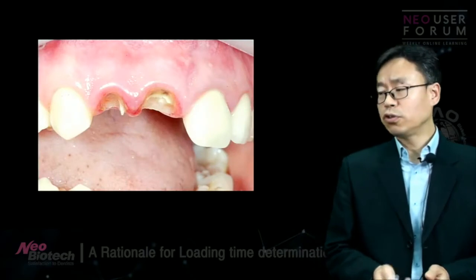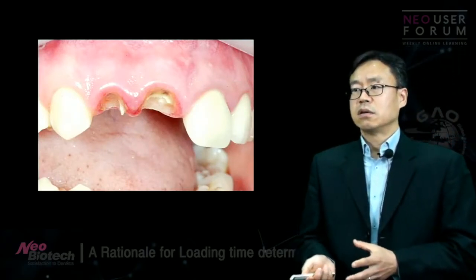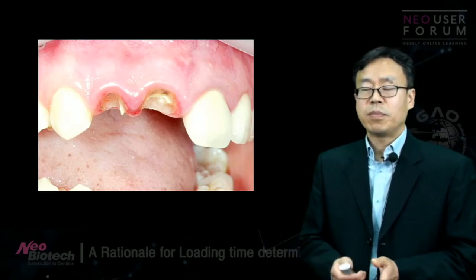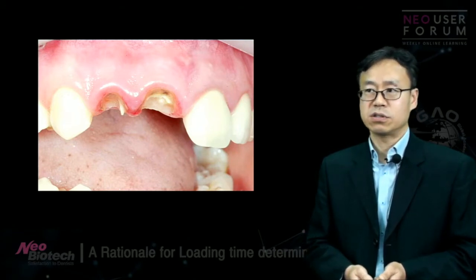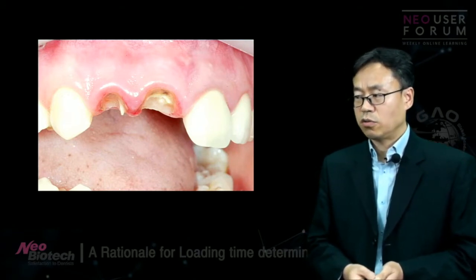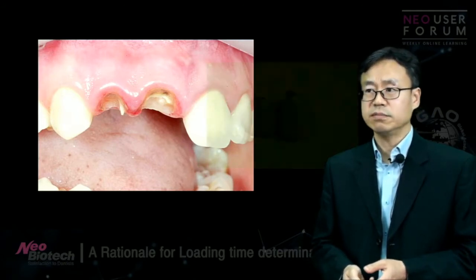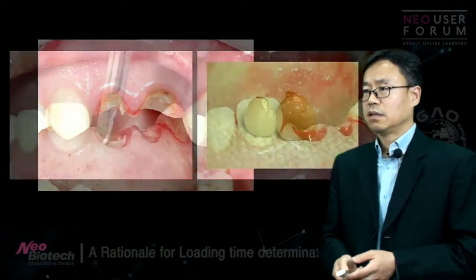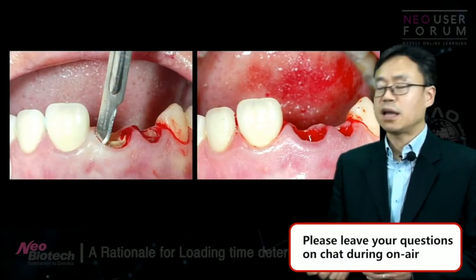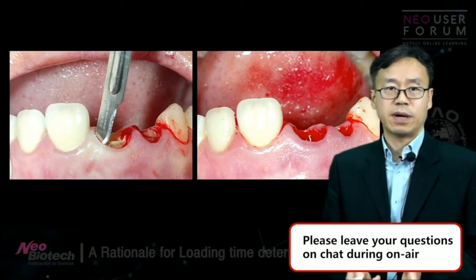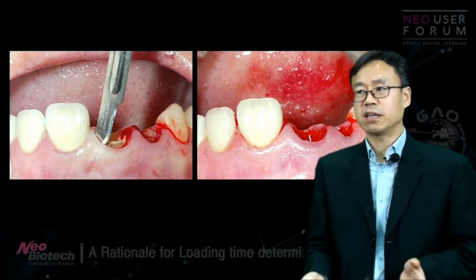Let me show you a clinical example. The patient's upper right central and lateral incisors were fractured. So we decided to place an implant immediately after extraction. So I try to extract the teeth as atraumatically as possible, especially to preserve the buccal plate of bone.